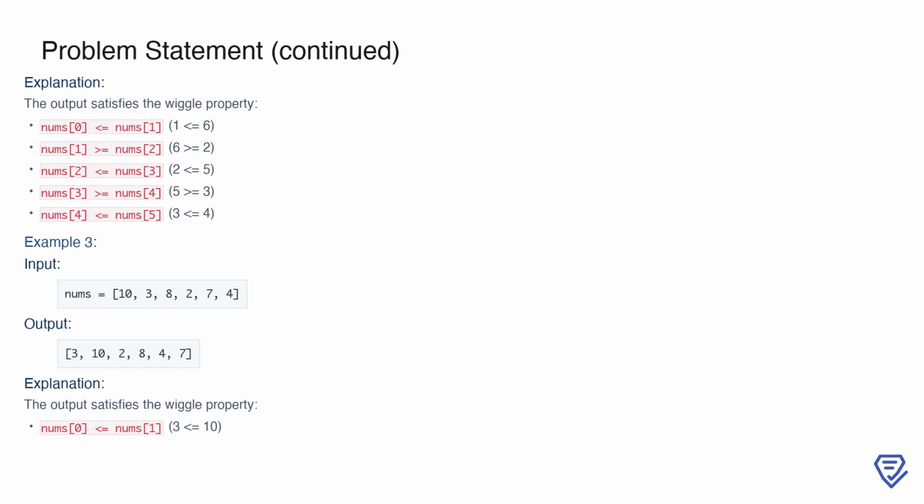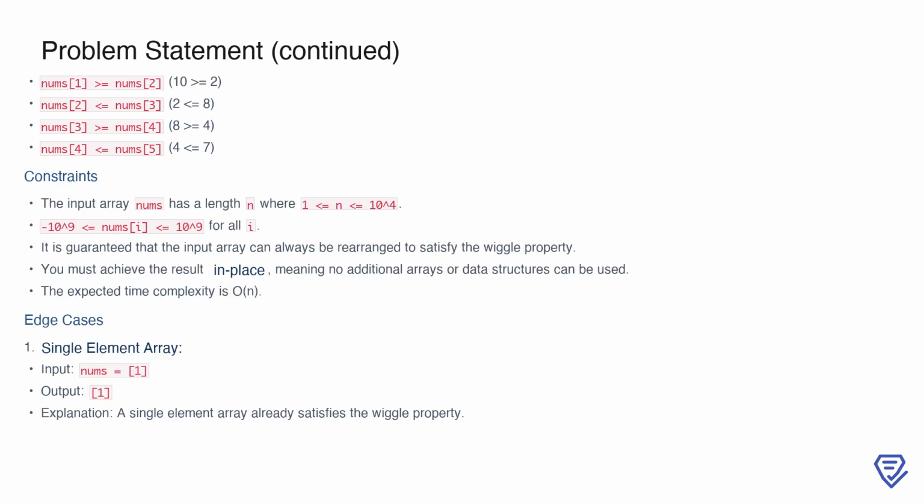Another example involves an input array 10, 3, 8, 2, 7, 4, which is reordered to 3, 10, 2, 8, 4, 7. Let's check how this satisfies the wiggle property as well. For the third example, the input array is transformed into 3, 10, 2, 8, 4, 7. Looking at the pairs, nums[0] is 3, which is less than or equal to nums[1], which is 10.